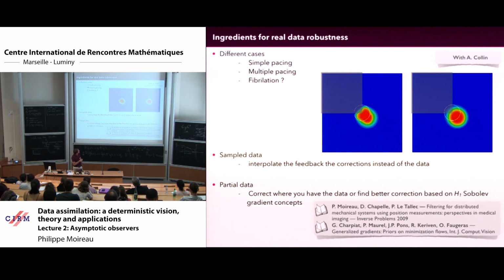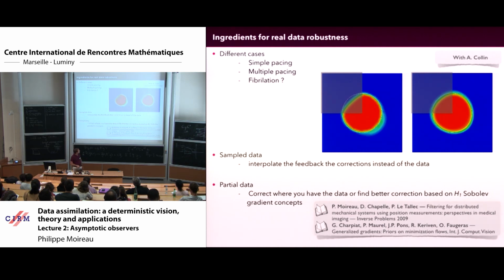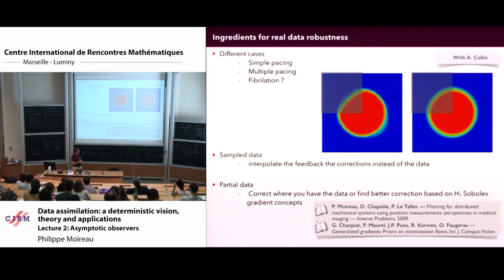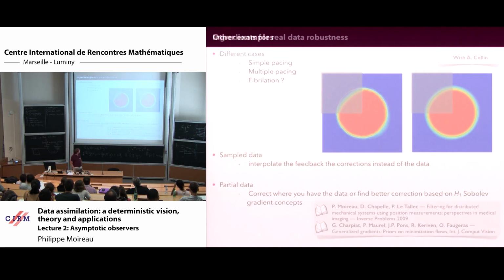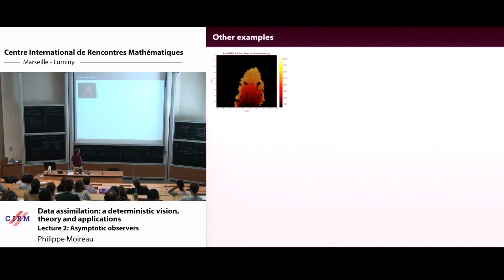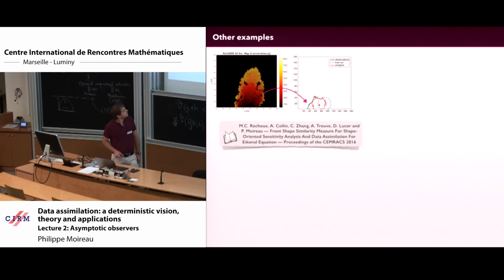So this is the target. And since you don't have the data here, sometimes you cannot use anything, so you are not able to pull on this part. But if you change the term a little bit by using some gradient with respect to more clever norms, then you are able to recover. We did that for fire propagation, and it's a result that we did in the SEMRAX 2016.